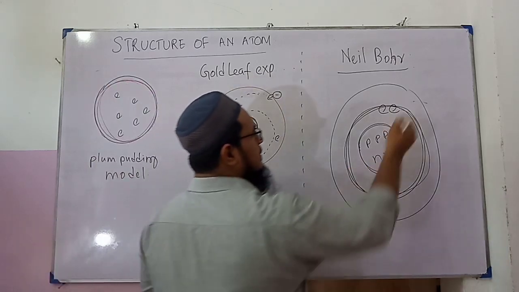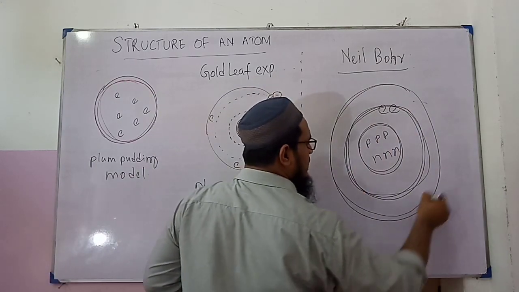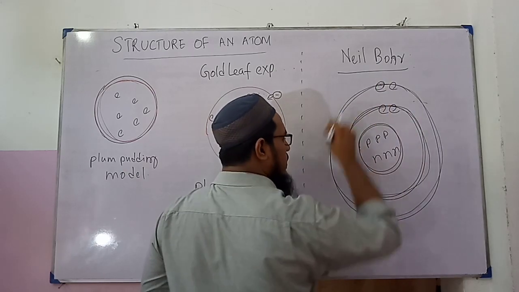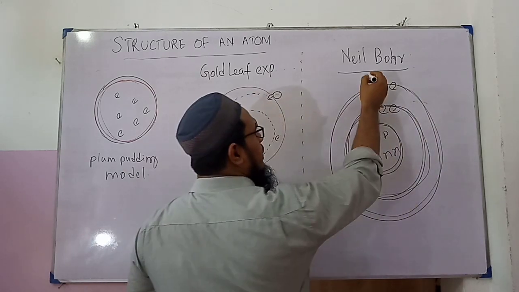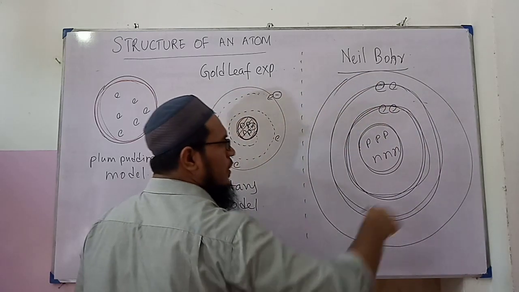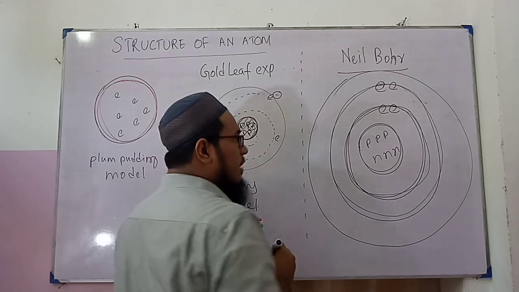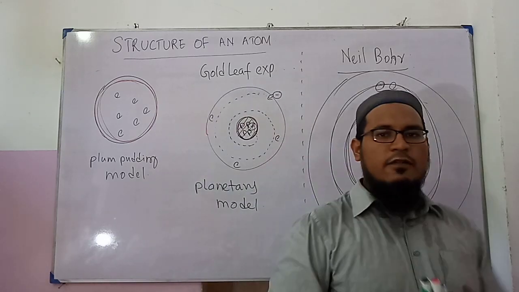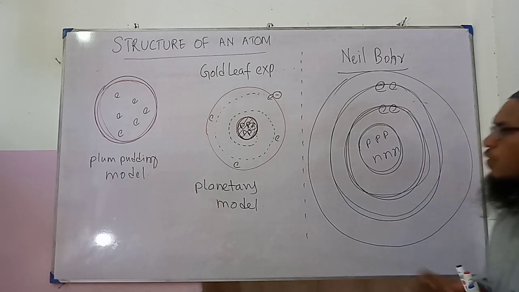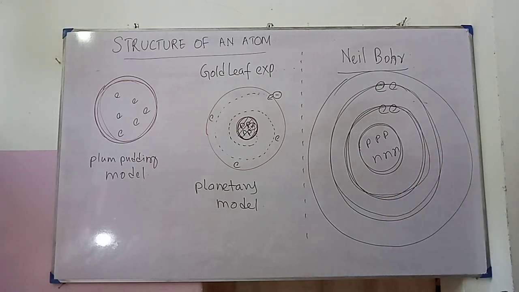Likewise, this is the second energy level. This second energy level consists of electrons and those electrons rotate. Then we have the third energy level, where electrons are also moving. Then we have the fourth energy level, where electrons are also moving in a specific path. So this was the final model.